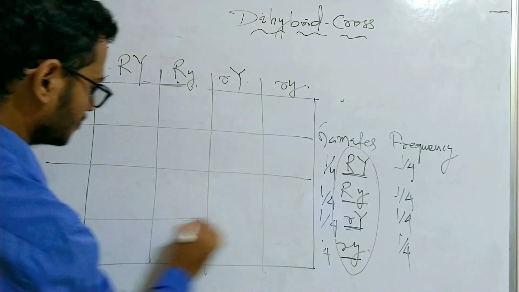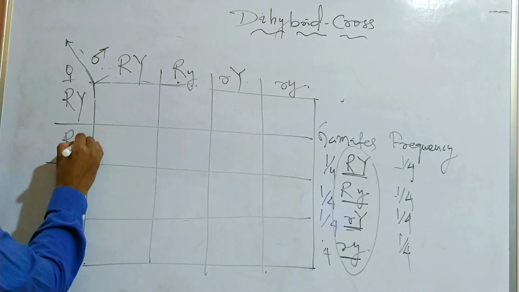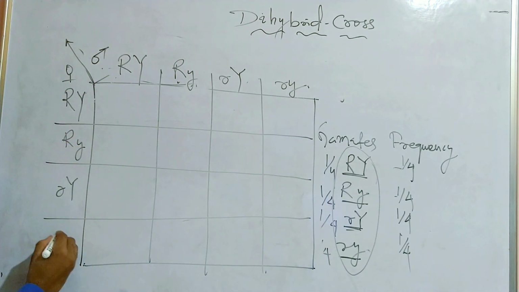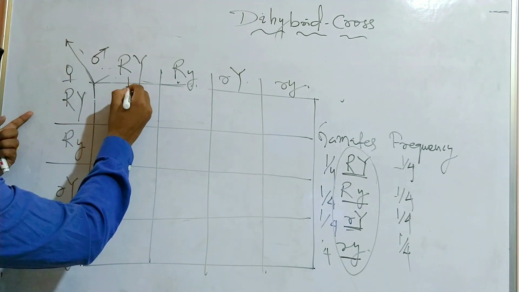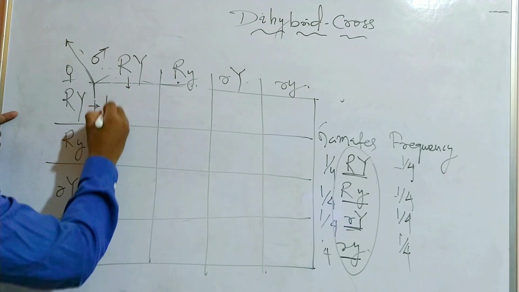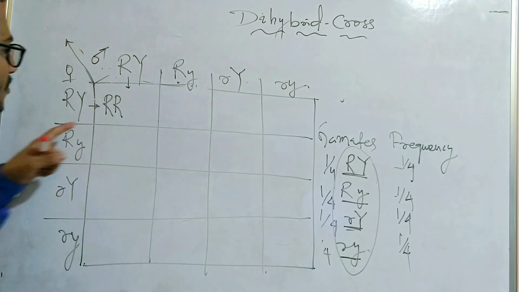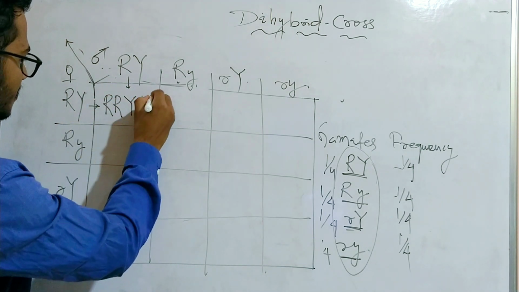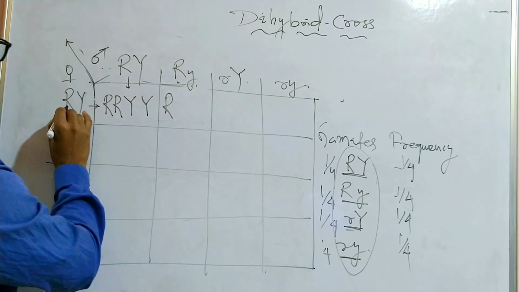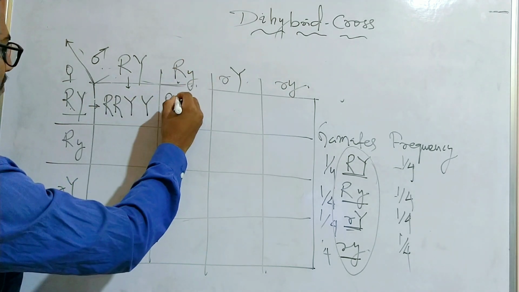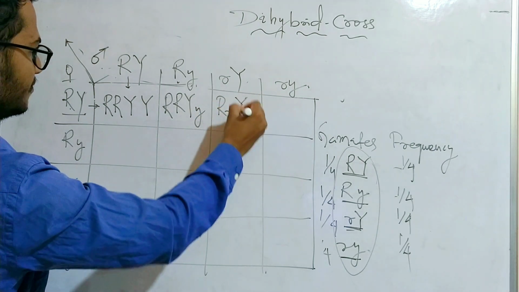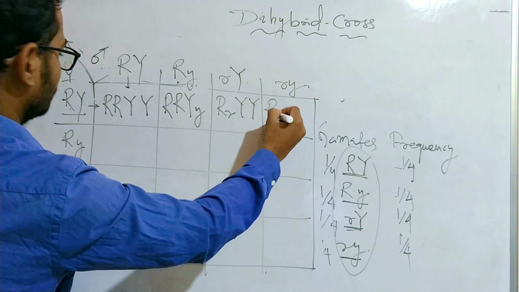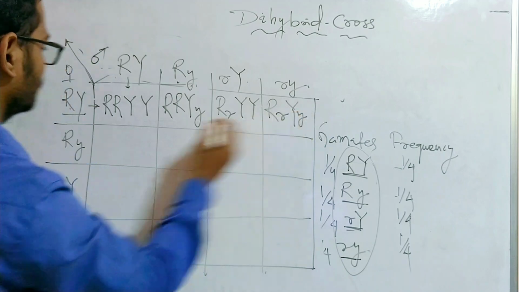Yes, here also four different types: capital R small y, small r capital Y, and small r small y. Now let's see, by fusion of this gamete with this gamete, what will be the product. It will be capital R capital R capital Y capital Y. Likewise here, by fusion of this gamete with this one, we will have capital Y small y, capital R small r capital Y capital Y, capital R small r capital Y small y.